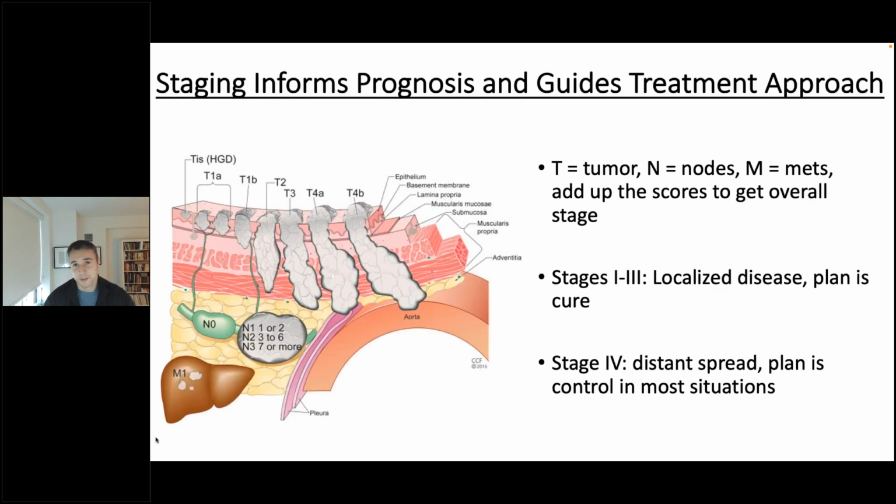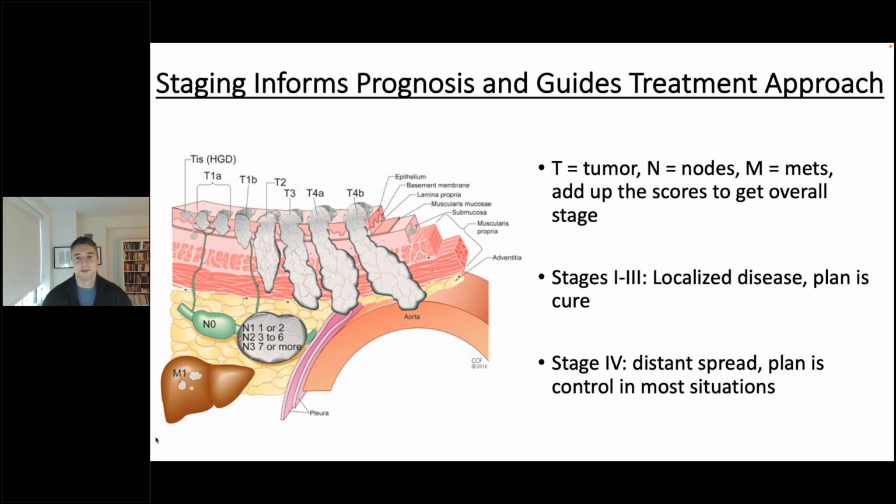So why do we stage people at all? It's probably the most common question that patients, when they're newly diagnosed, or caregivers and family want to know. And the reason is that people know that staging tells us a little bit about your prognosis. How likely are you to survive X period of time? These things are very important in terms of informing how people approach their cancer.